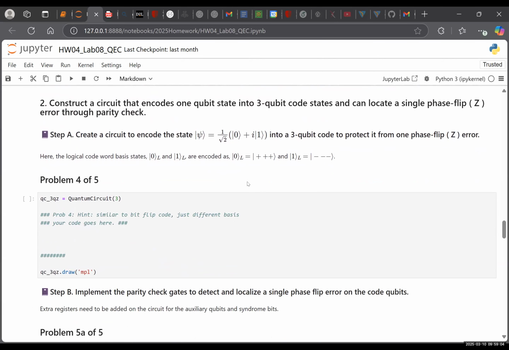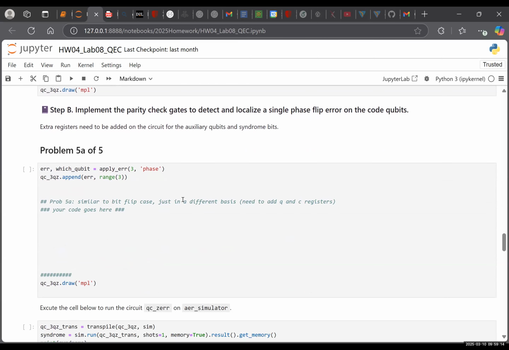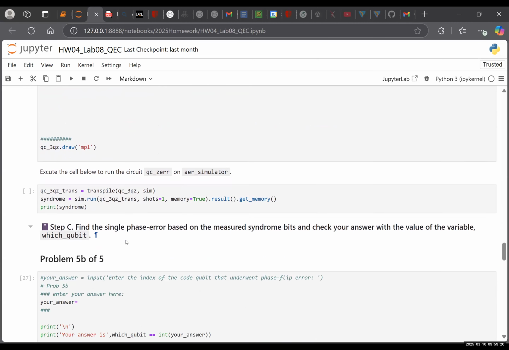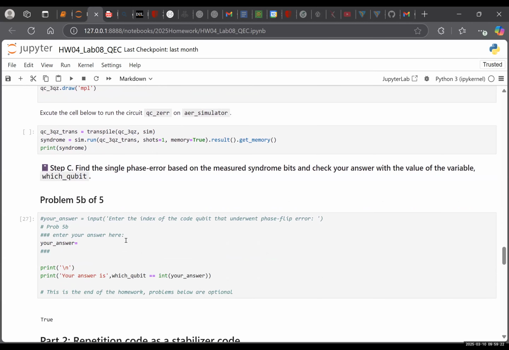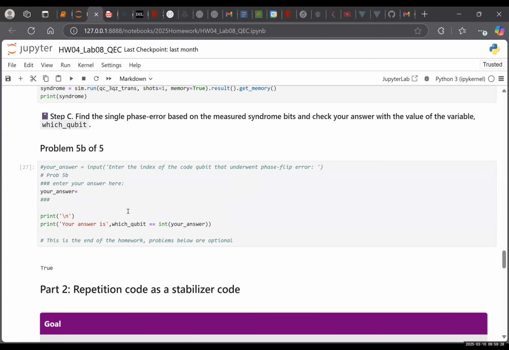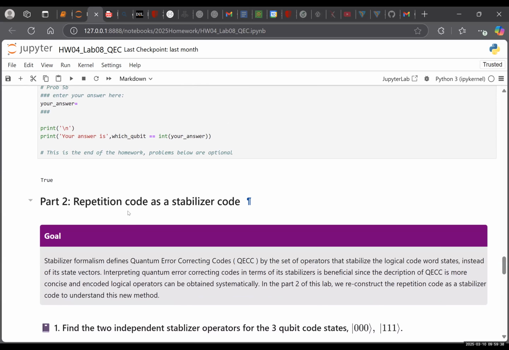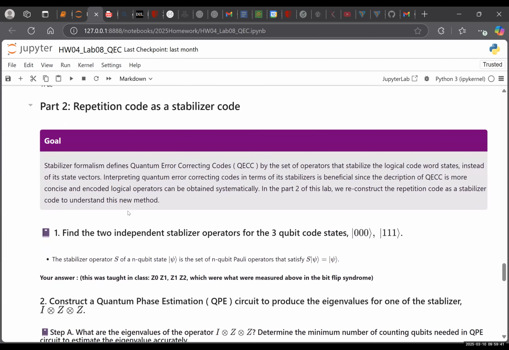Okay, so this is the dual basis code in the plus plus plus and minus minus minus basis. So basically, it's similar. So this would apply the error of a Z, and then you would construct the syndrome measurement and find which qubit was flipped. It would tell you which qubit was flipped, and then you apply the corresponding Z to flip it back.